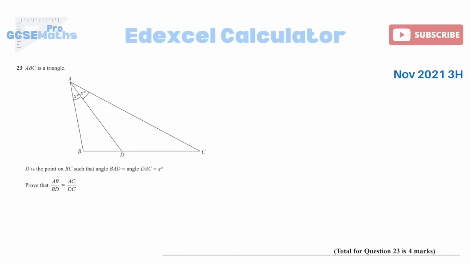Here we've got ABC as a triangle. D is the point on BC such that the angle BAD and the angle DAC are both x. We need to prove that AB over BD is the same as AC over DC, so talking about sides now. So we do need to set up some form of equations that we can then have the sides involved in.